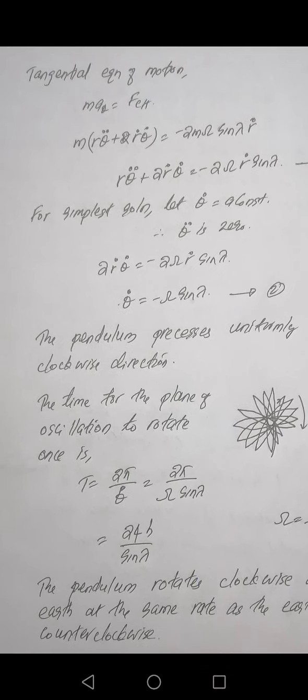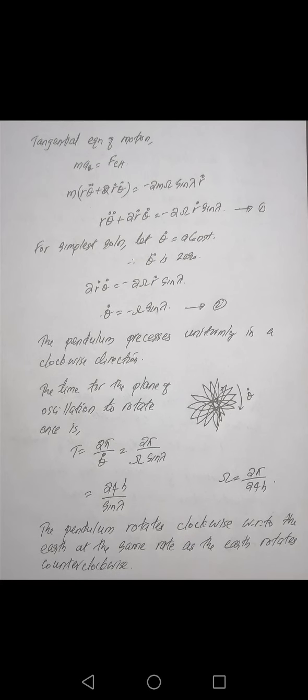So the pendulum rotates clockwise with respect to the Earth at the same rate as the Earth rotates counterclockwise. This is one method to demonstrate our Earth is rotating and it is a non-inertial frame of reference.